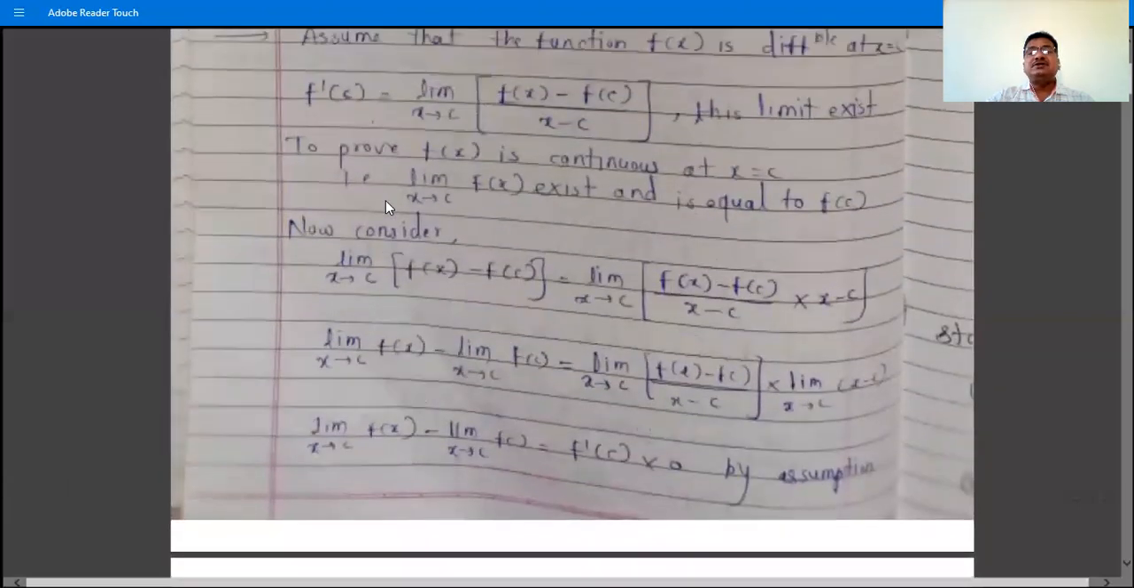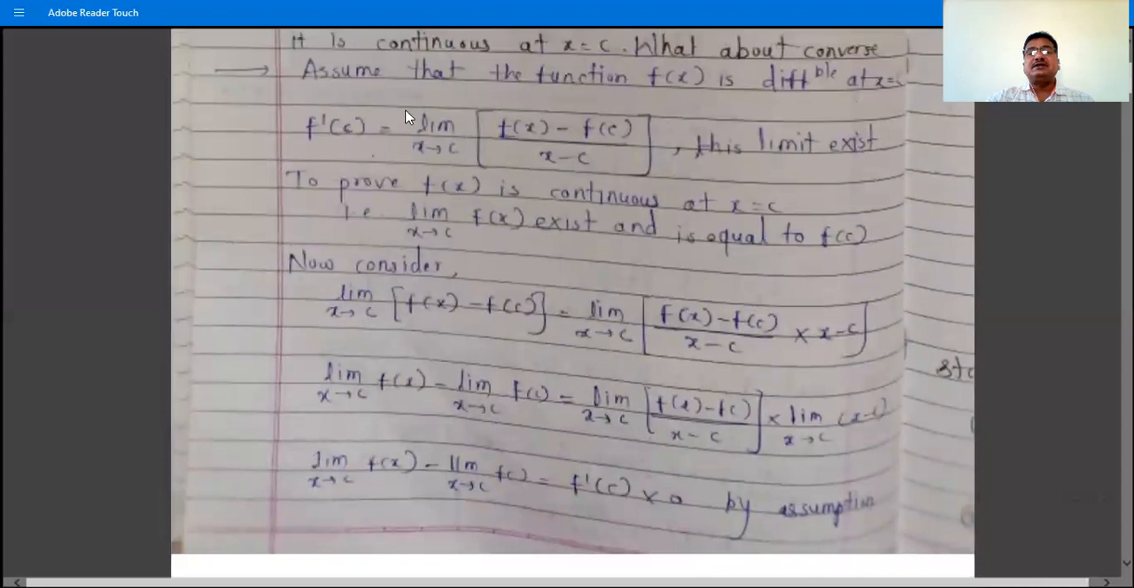Now consider, we have to show this. Consider the limit x tends to c of f(x) minus f(c). So we start from this. Now we have to show that limit x tends to c of f(x) exists and is equal to f(c). So for that, start from this step: consider limit x tends to c of f(x) minus f(c).